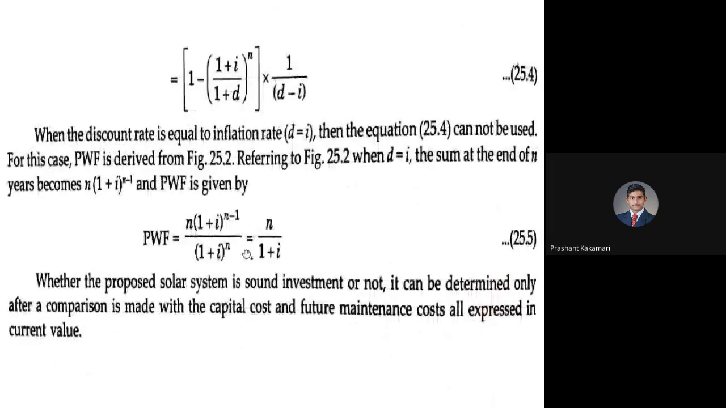Finally, the equation you can note down to find the present worth factor with discounting is: 1 minus the bracket of (1 plus I, where I is the inflation rate) divided by (1 plus D, where D is the discounting rate) raised to n, where n is the number of years, the whole bracket multiplied by 1 by (D minus I). So D is the discounting rate, I is the inflation. Inflation is the price hike percentage every year. That is I.